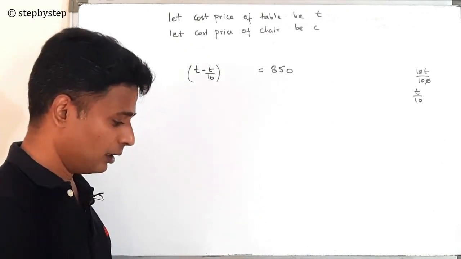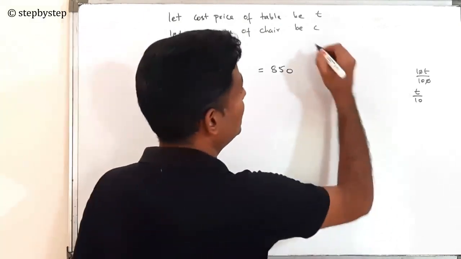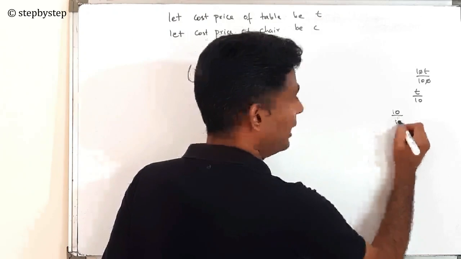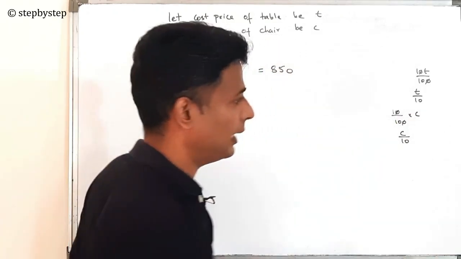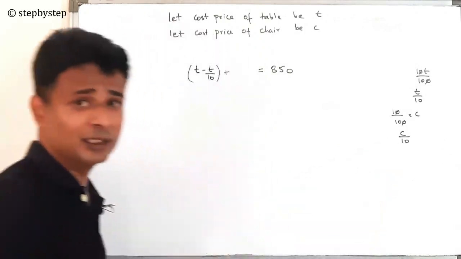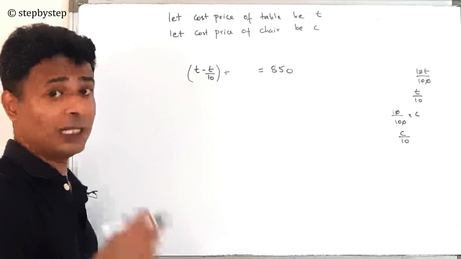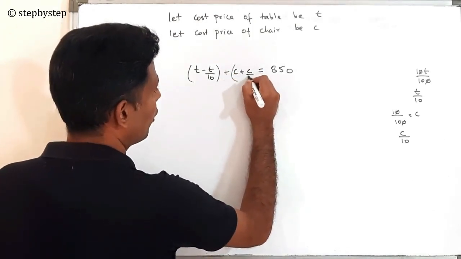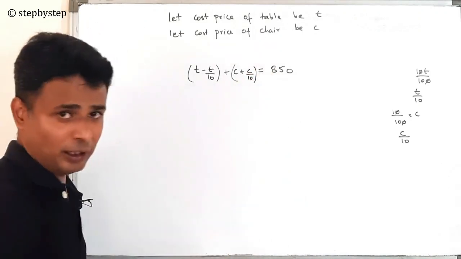And he made a gain of 10% on the chair. So what is the cost of the chair? C. What is 10% of C? 10 by 100 into C, so we get C by 10. So how much did he sell the chair for? He sold it at a 10% profit, which means cost price plus profit, C plus C by 10. So in total how much did he sell it for?